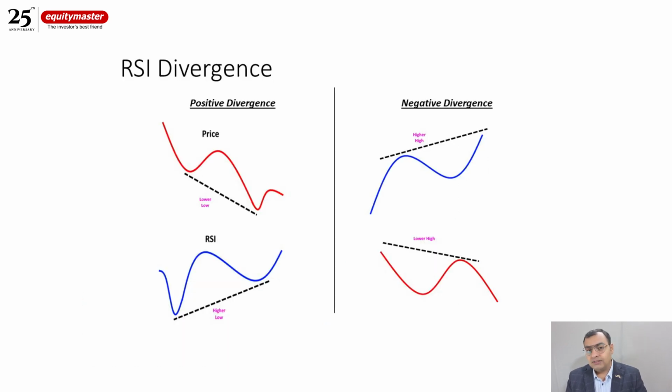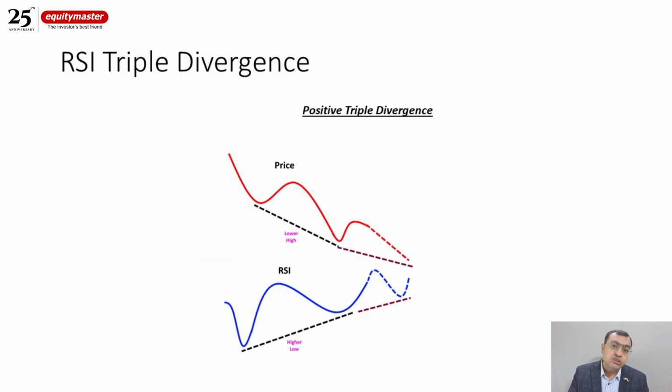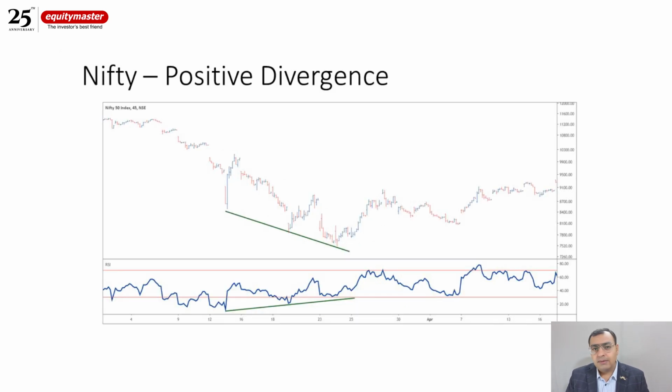Divergences. So what are divergences? First, when prices hit a lower low and RSI doesn't hit a lower low, it's called positive divergence. Vice versa, prices hitting a higher high but RSI doesn't hit a higher high, it's a negative divergence. Another concept is called triple divergence, where prices continuously hit lower lows, at the same time RSI hits a higher low for consecutive times. That's known as triple divergence. So vice versa for negative triple divergence.